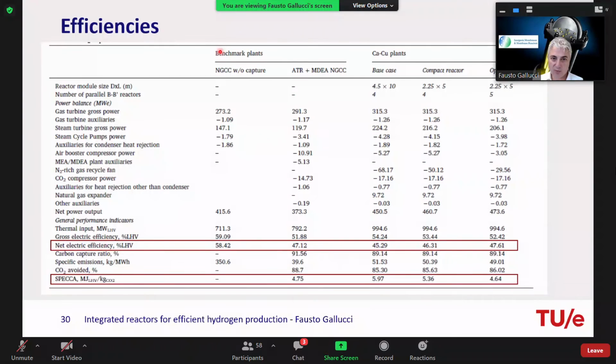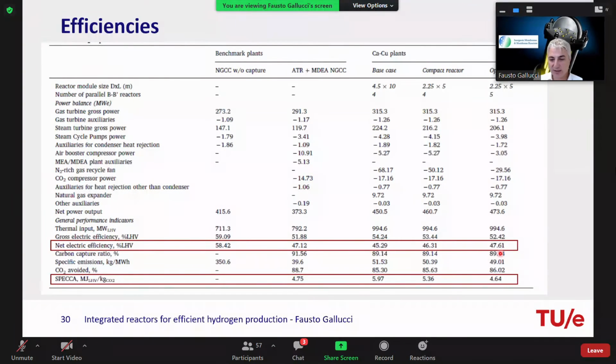So if you take a benchmark, which is using natural gas to produce power, you see that the efficiency is this. If you capture the CO2, then the efficiency decreases. And with the new system, the efficiency is this one.